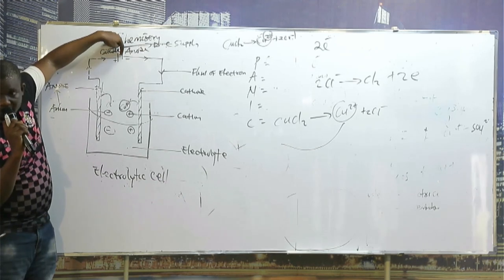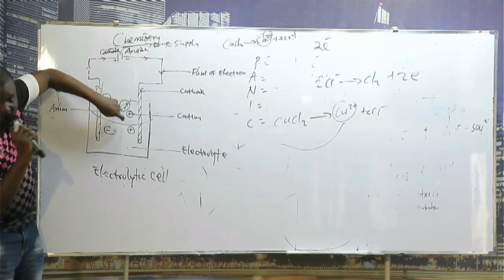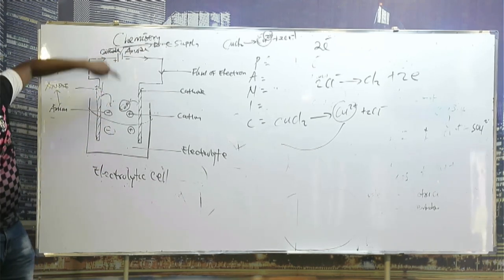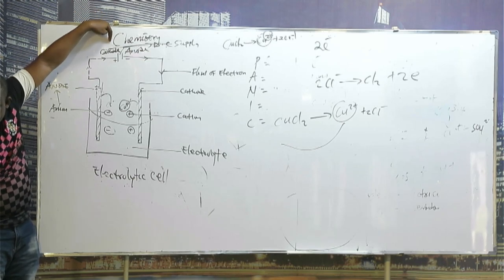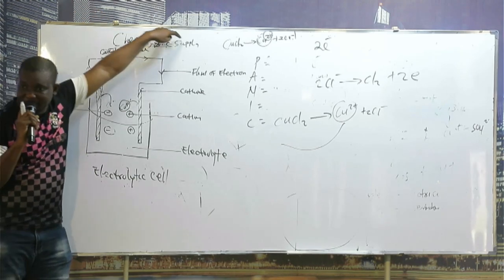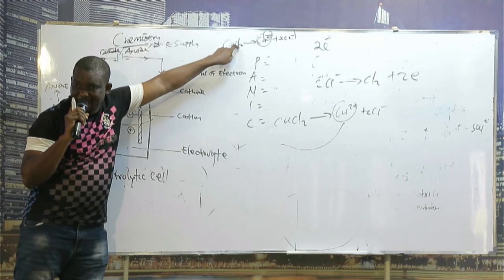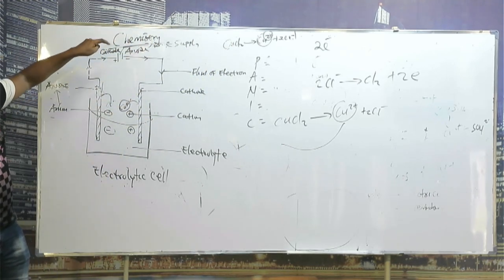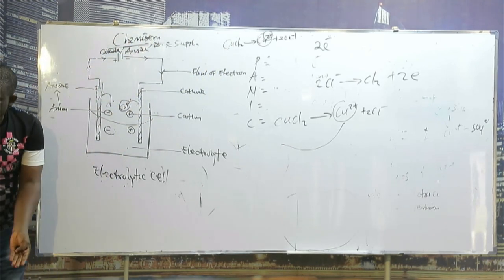This particular cell is dependent on what? Electrochemical cell. This DC is a battery, and all batteries are electrochemical cells. Are you with me?